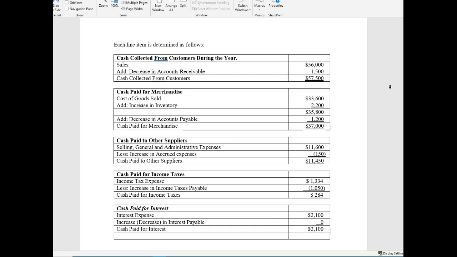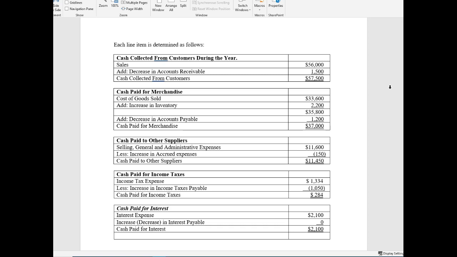When we get to suppliers, we're just looking at other suppliers, we're just looking at any general and administrative expenses, the liability account where these would be collected, and we can back into cash paid. Same for income taxes. In both of those cases, it's just one major account that we're looking at, plus the income statement item.